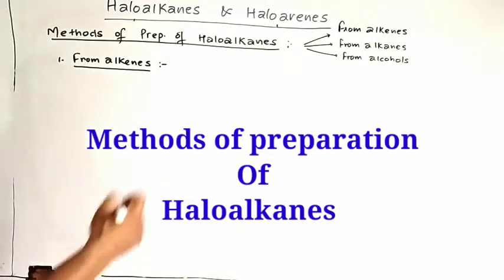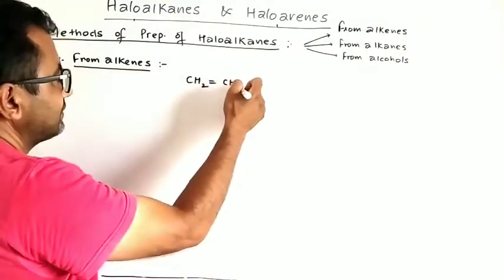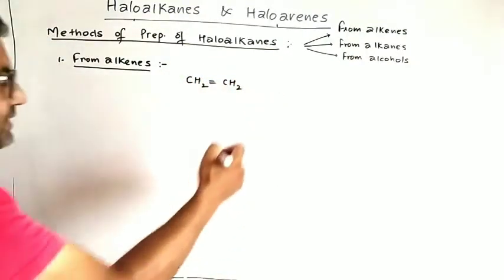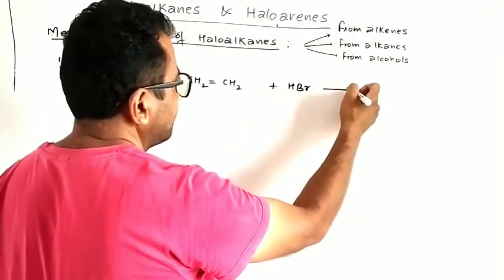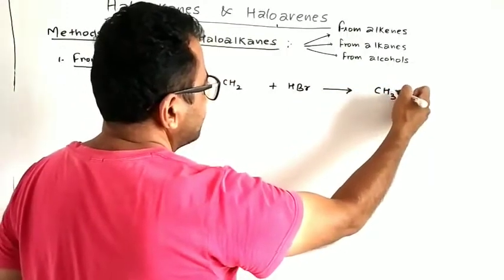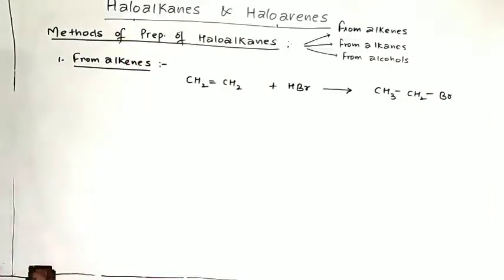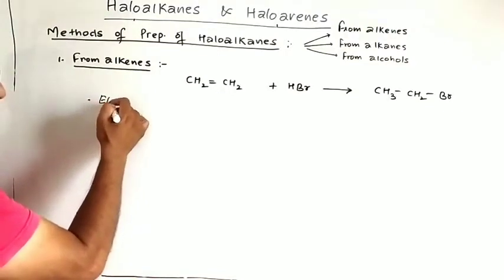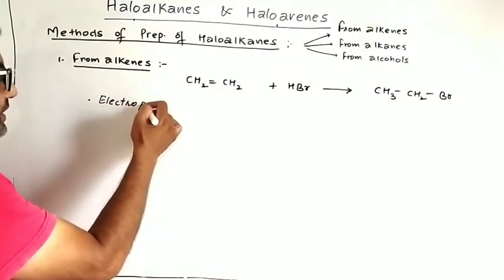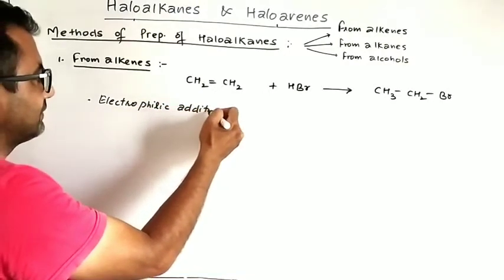In alkene, suppose we have CH2=CH2, ethene. When you add a halogen acid like HBr, it will give you CH3CH2Br. Simple method. This is a type of electrophilic addition reaction.